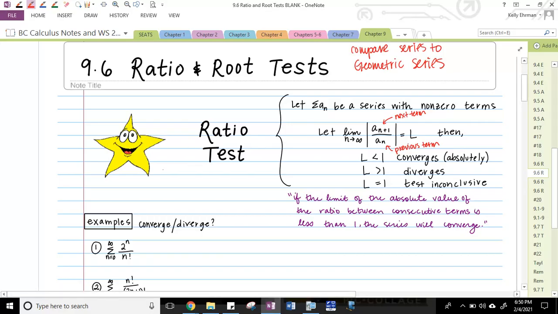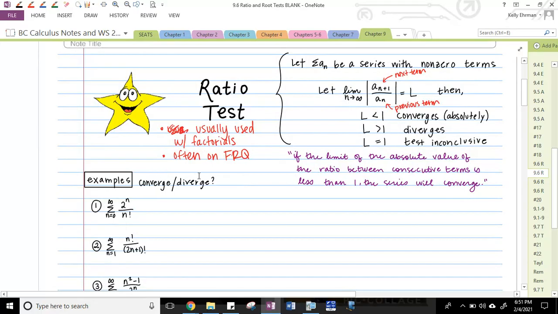But this ratio test is usually used with factorials. So when in doubt, if you see a factorial, maybe try the ratio test. And it's often on free response, FRQ. This is another one of those tests that can tell us whether something converges or diverges, but it does not tell us what the series converges to.